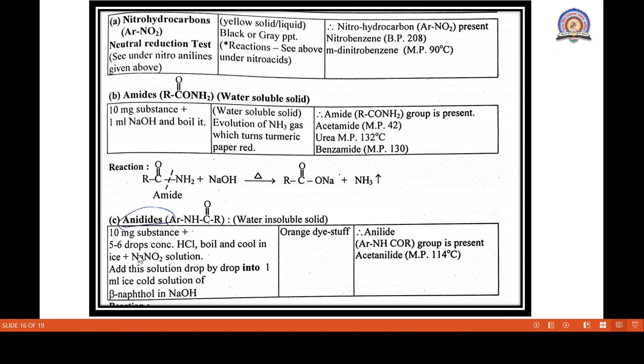Then anhydrides. In that we take the substance, then concentrated HCl, boil, cool in ice, then add NaNO2 solution. Add this solution drop by drop into a 1 ml ice cold solution of beta naphthol. If we get the orange dye, we conclude that the anhydrides are present. In that, by taking the melting point, acetanilide is present. In this way we are getting the analytes.